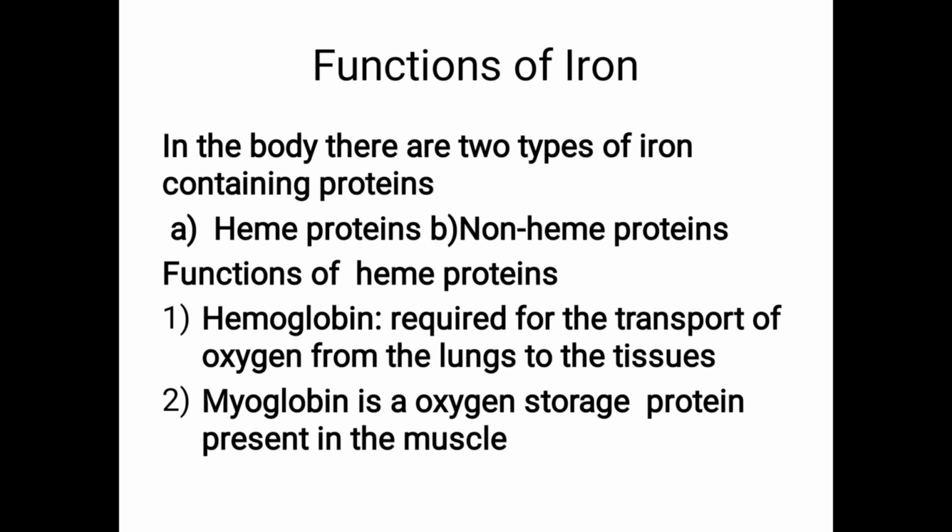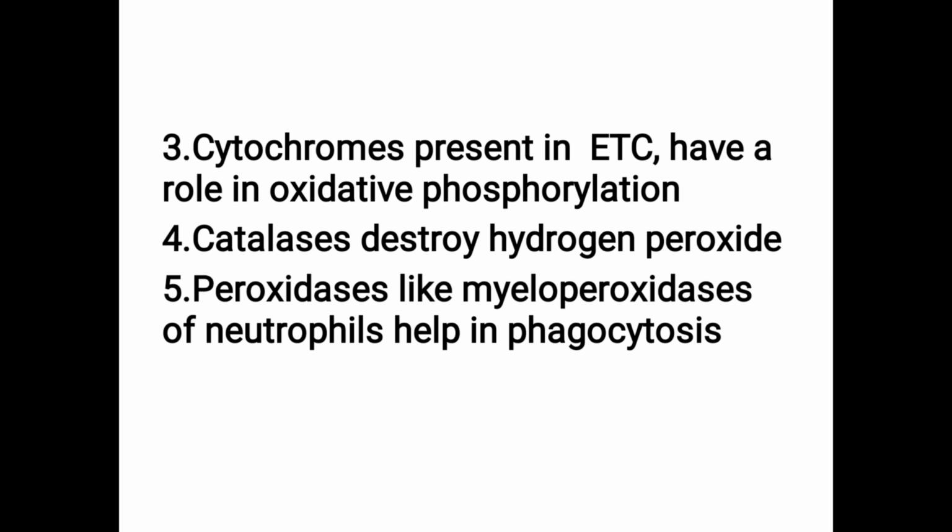Myoglobin, myo means muscle, is an oxygen storage protein present in the muscle. Okay, that is the heme protein. Also cytochromes are present in the ETC, that is the electron transport chain. So cytochromes have a role in oxidative phosphorylation. Oxidative phosphorylation is nothing but the synthesis of adenosine triphosphate, the energy rich molecule.